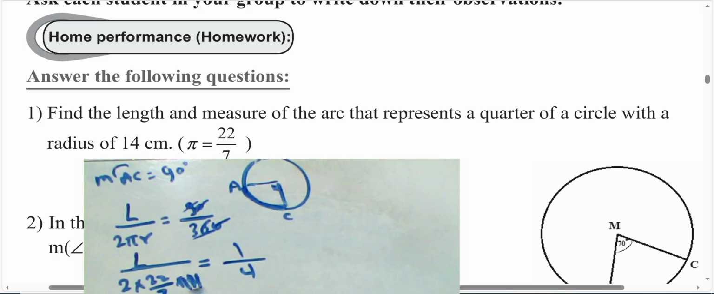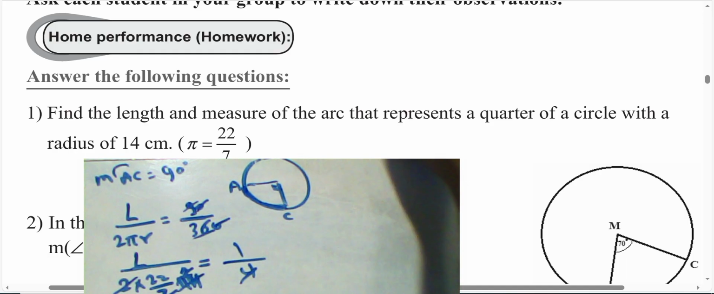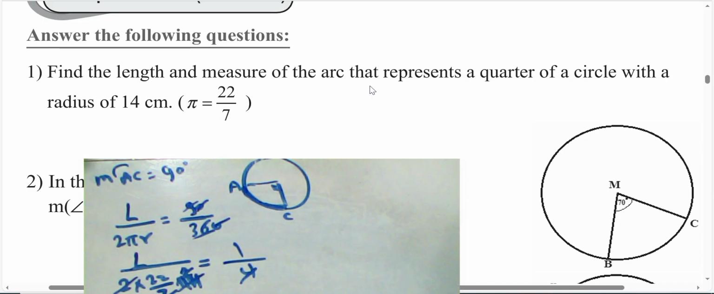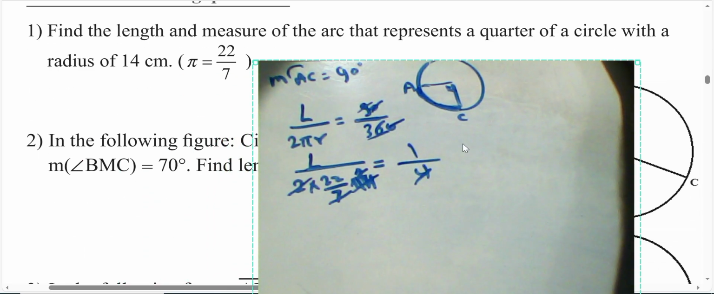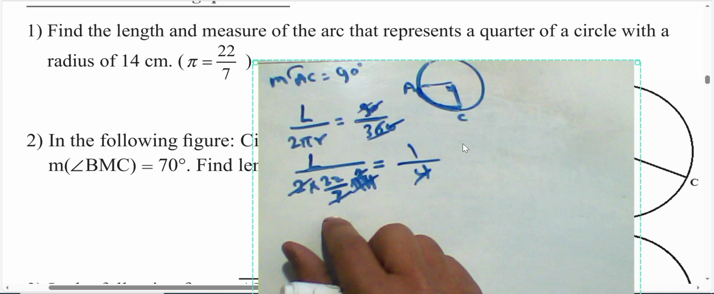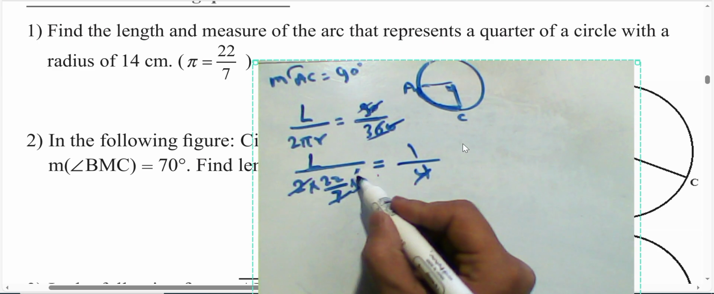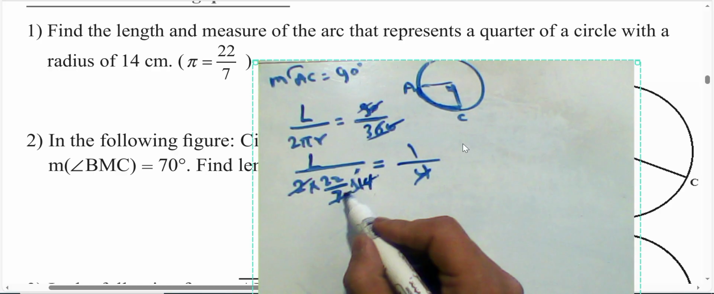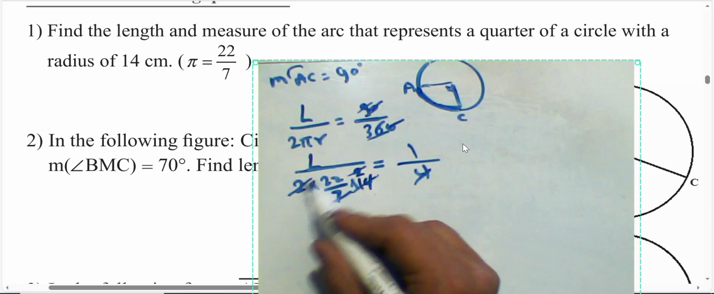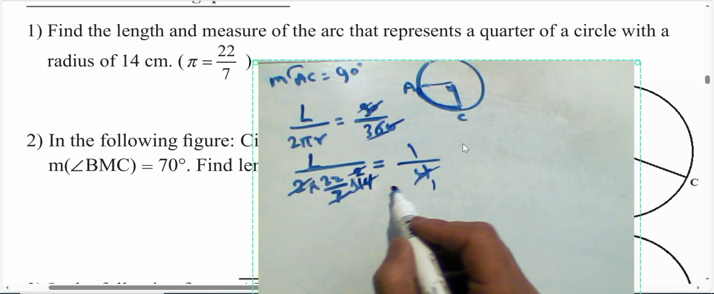And then simplify. 14 divided by 7 equals 2, times 2 is 4. 4 cancels with 4 here. Now I will simplify here, listen to me. 2 times 22 over 7 times 14, because the radius was 14. 14 divided by 7 equals 2, times 2 is 4. 4 divided by 4 equals 1.